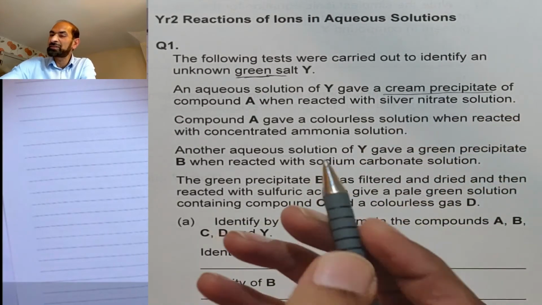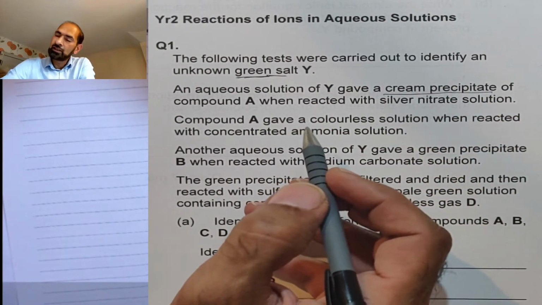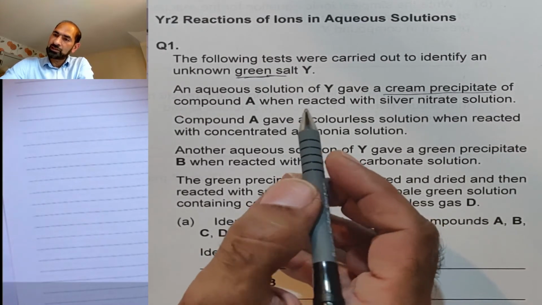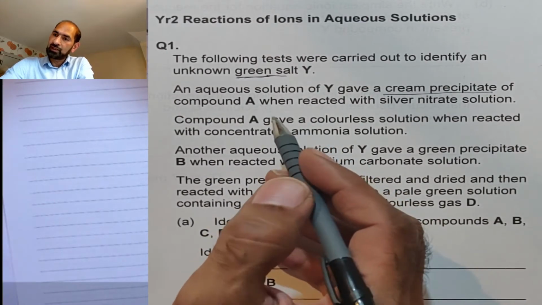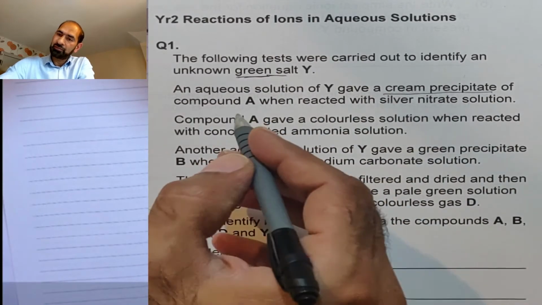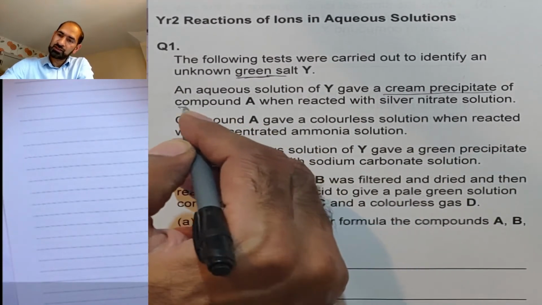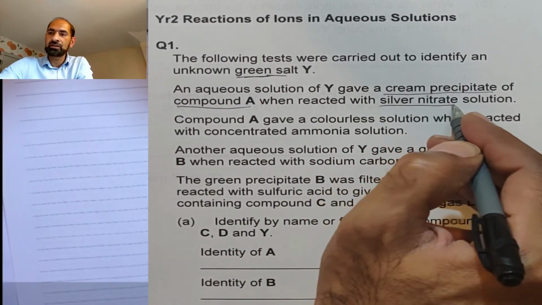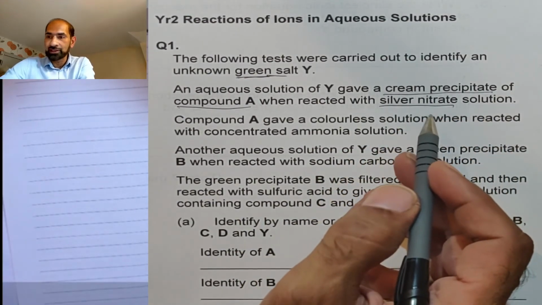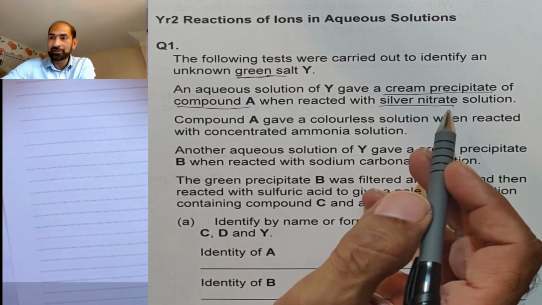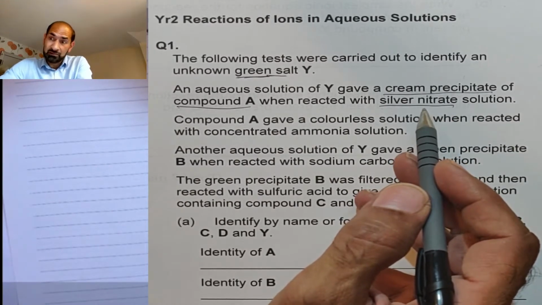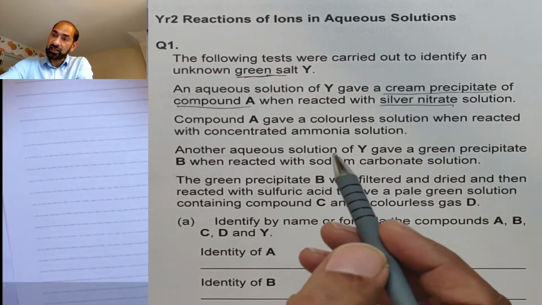Lots of colors, as you'd expect in this kind of topic. This is obviously a year 2 topic, and it's all to do with transition metals and aqueous ions. So a cream precipitate of a compound A. When reacted with silver nitrate, immediately I'm thinking, what do I know about silver nitrate? Where have we used silver nitrate? That's a test for halides, if you remember. So it could be that they're testing for a halide.